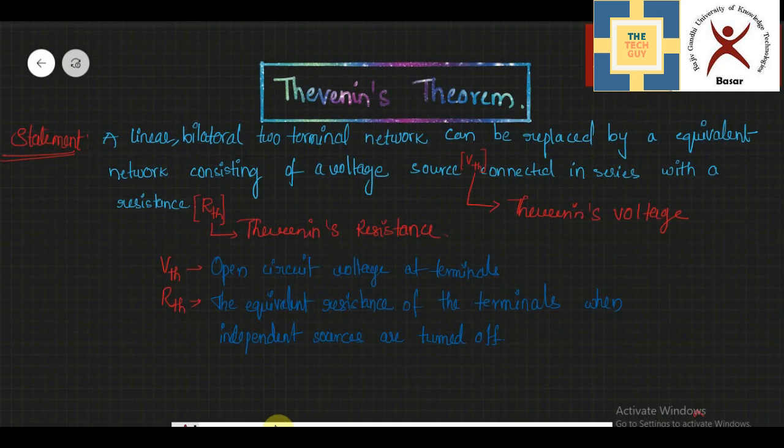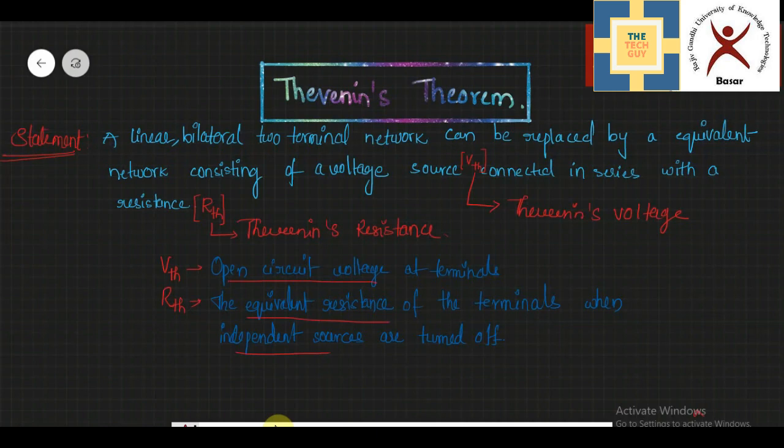Here you need to understand that we are going to convert a huge network consisting of independent sources and resistances into a simple network consisting of a voltage source and a series resistance. The value of that voltage source is the open circuit voltage at the terminals, and the value of that resistance is the equivalent resistance when independent sources are turned off.